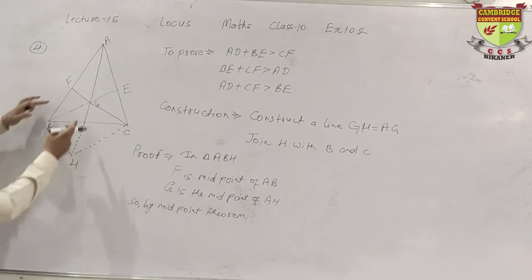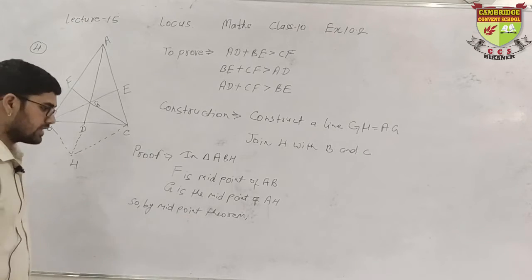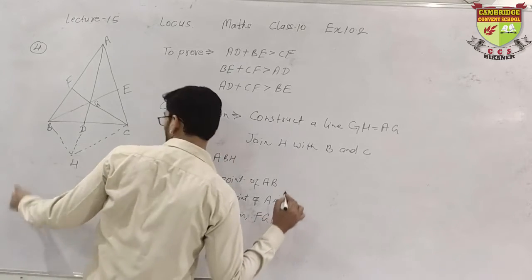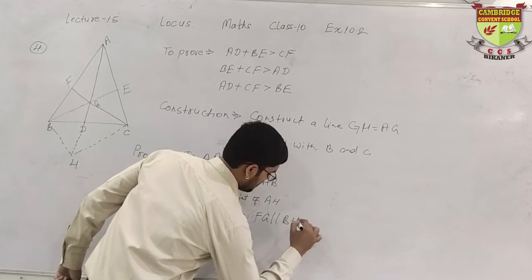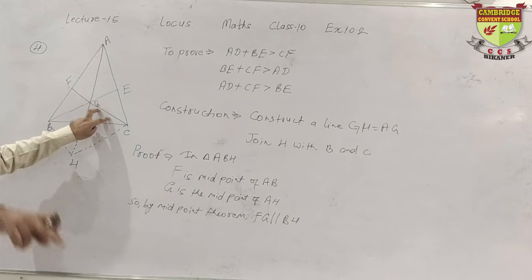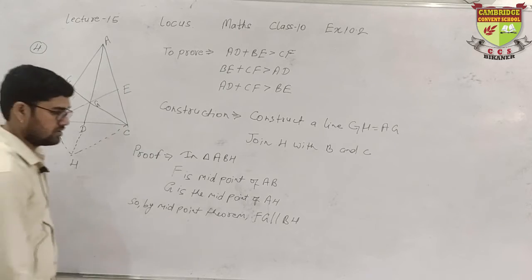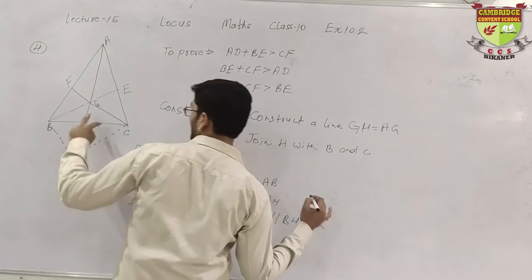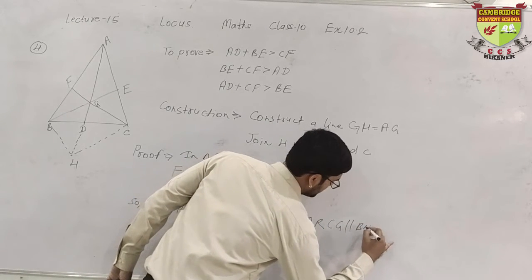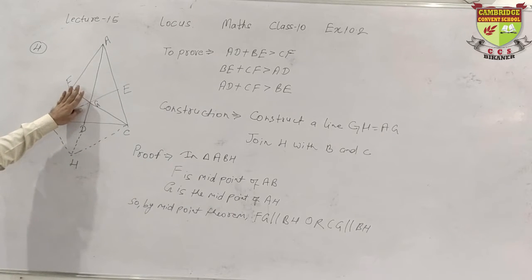We can say that FG is parallel to BH because of the midpoint theorem. It was in the syllabus of class 9th. FG is parallel to BH. Now see, if FG is parallel to BH, CG will also be parallel to BH. Why? Because FG and CG are the same line. So CG is parallel to BH. We can say this. This is the one thing. Now the working of this triangle is over.